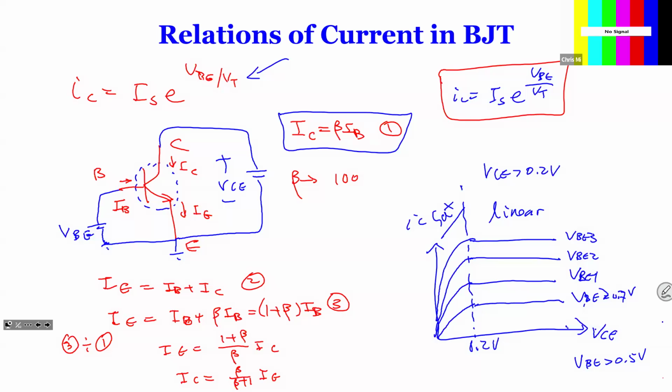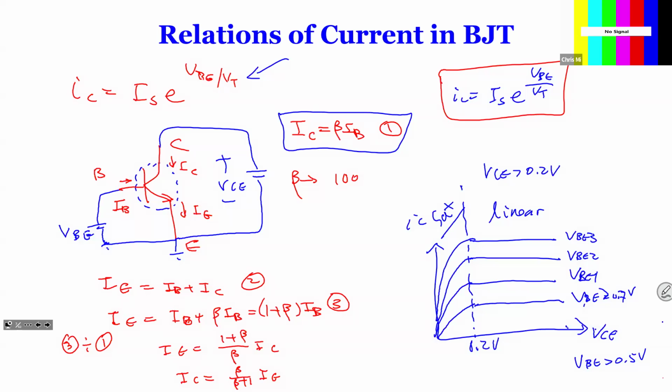But when we calculate IB, we go back saying, okay, beta is 100, now we get IB is like 0.01 of IC. So that's how we usually work. And then we have three different operation modes. There's cutoff, which means VBE is less than 0.7. So the diode between base and emitter is reverse biased, so no current flows whatsoever.